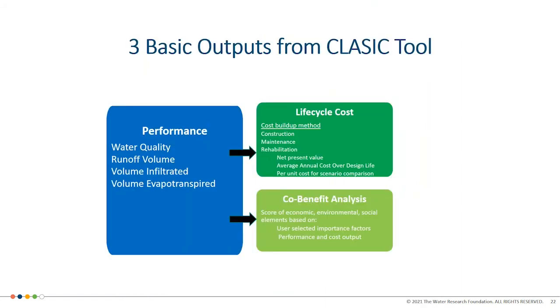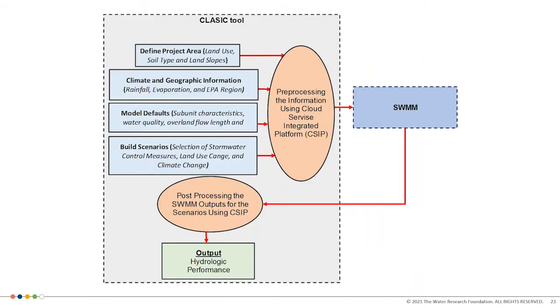Okay, so here's these 3 basic outputs again. And we have, again, the performance, life cycle cost, and co-benefit analysis. So I'm going to talk a little bit about the performance in terms of water quality and hydrology, and how the CLASIC tool works to provide those estimates.